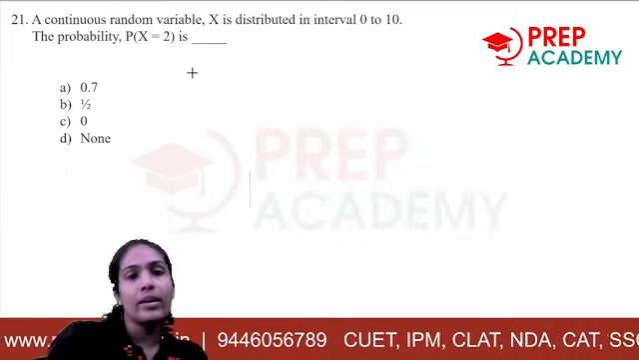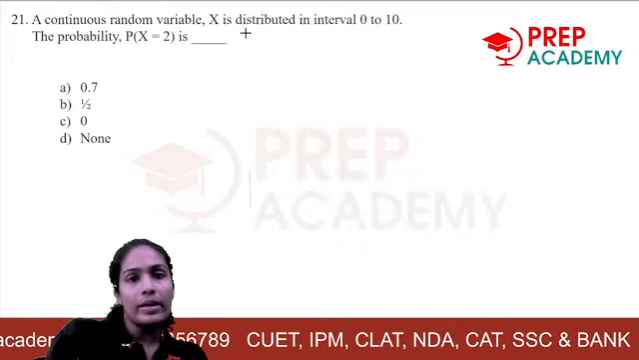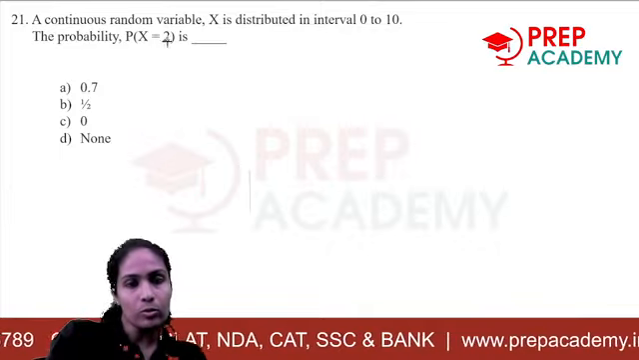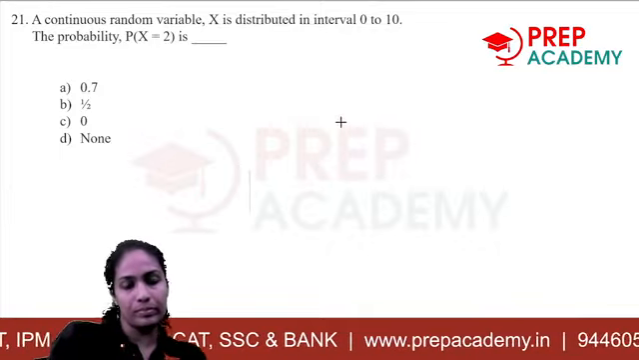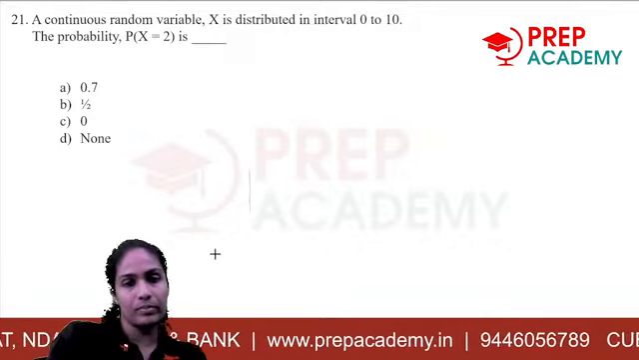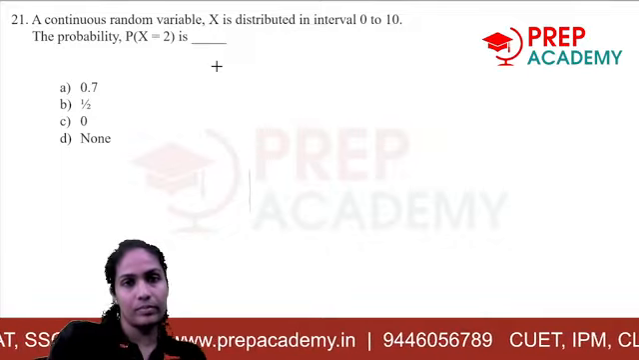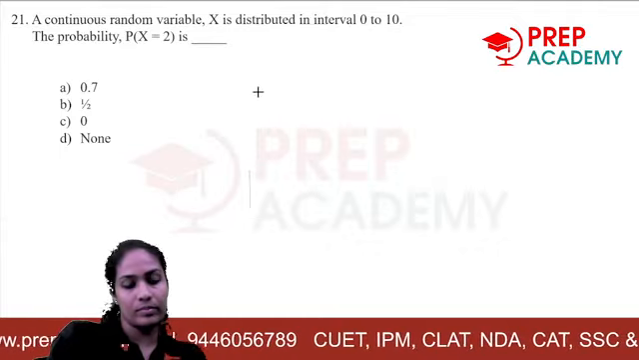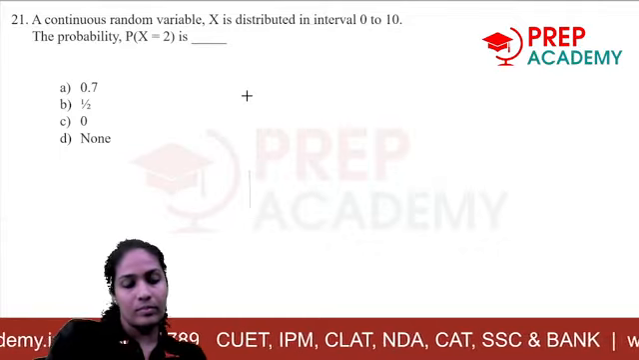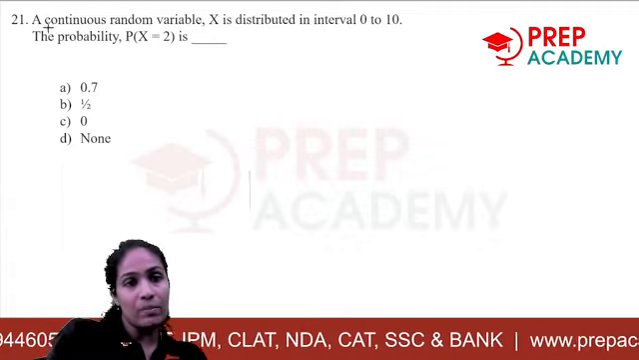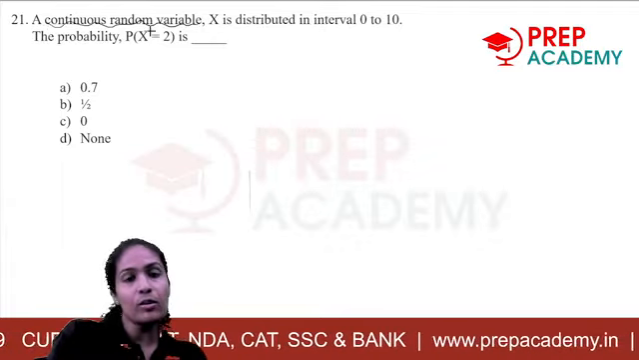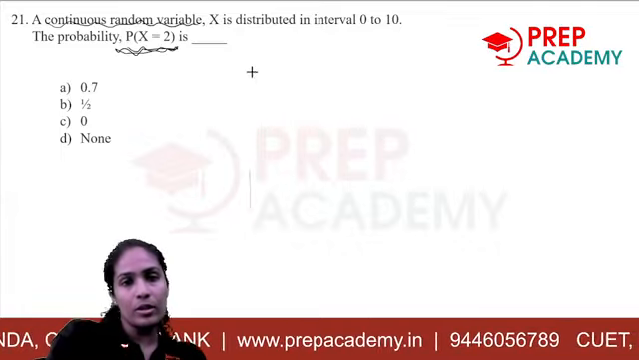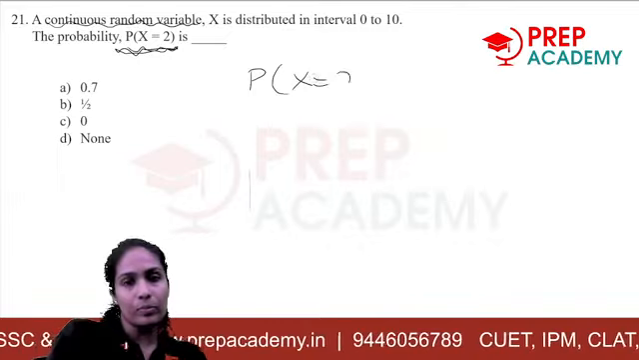Next: a continuous random variable x is distributed in the interval 0 to 10. The probability P of x equal to 2 is. The important point is that the variable is a continuous random variable and you are asked to find the probability at a point. So you are asked to find the probability at x equal to 2.